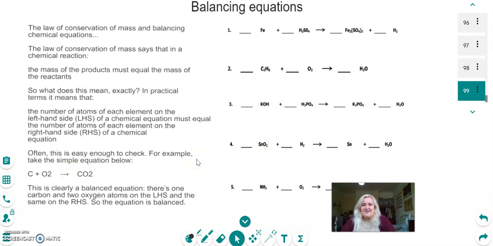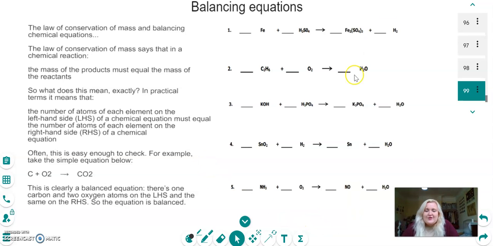Essentially the core of this topic is counting up the amount of each element on each side and making sure they're the same. As I said, this is clearly a balanced equation because there's the same amount on each side. So we're going to look at some examples of balancing equations. I'm going to talk through them and you can work through them with me at the same time. But before we get started, I would ask now if you've got any questions, or feel free to pause the video and read through the notes again, or rewind and listen again, just to check that everything's okay before we move on.